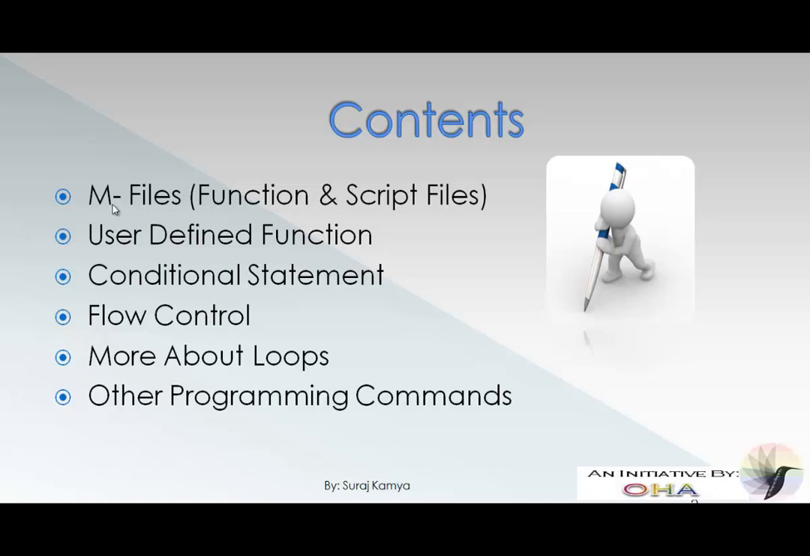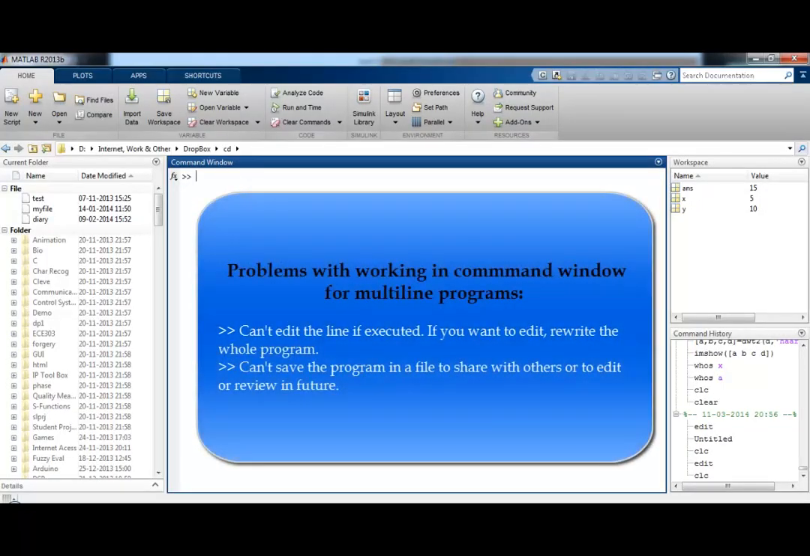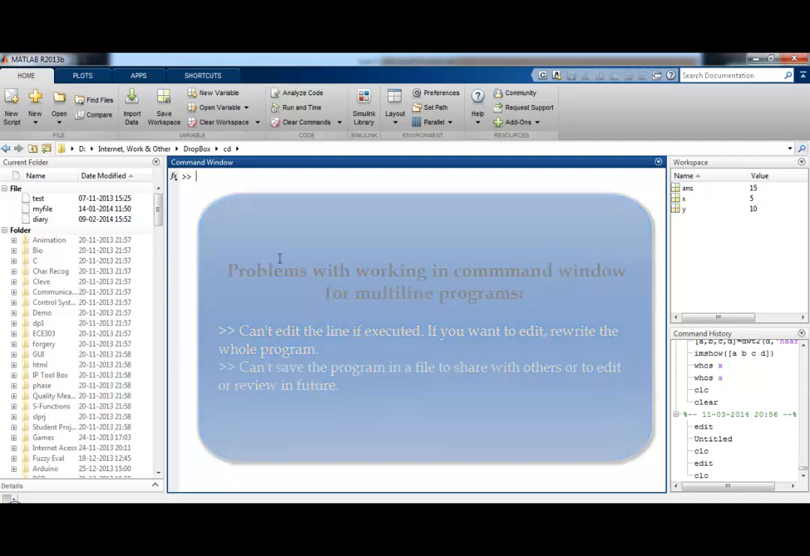So let's start with the first part, that is the M files. This is Matlab's environment. The main disadvantage in working with the command window is when you have a multi-line program. Suppose you have a program of 20 lines and you want to change the second line. You cannot edit that particular line. You have to rewrite the complete program again and execute the whole program. And the second disadvantage is you cannot save that program in a file so that you can share it or edit it at a later point.